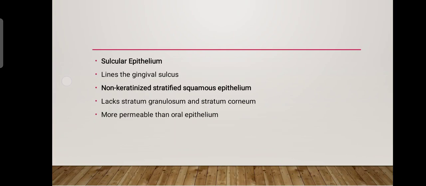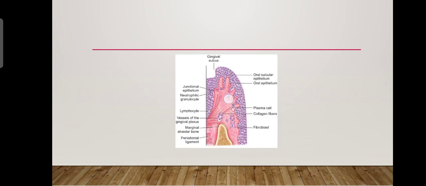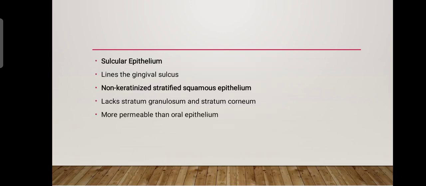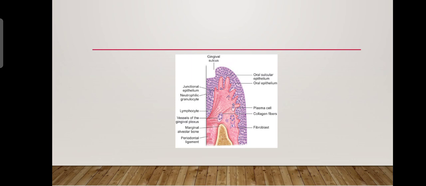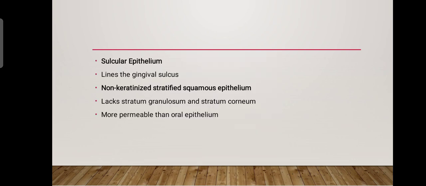Sulcular epithelium lines the gingival sulcus. This is the sulcular epithelium. Non-keratinized stratified squamous epithelium lacks stratum granulosum and stratum corneum. So the non-keratinized stratified squamous epithelium does not have granulosum and corneum layers, and that is why it is more permeable than oral epithelium.